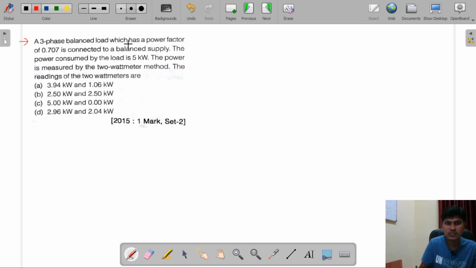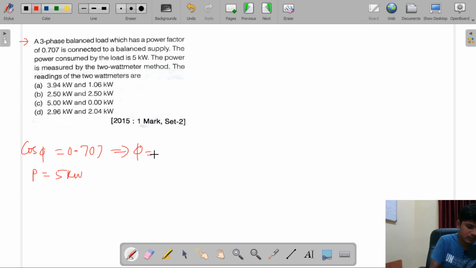A three-phase balanced load which has a power factor of cos phi equal to 0.707 is connected to a balanced supply. The power consumed by the load is 5 kilowatts. The power is measured by the 2 wattmeter method. From this you find phi is equal to cos inverse of 0.707, so phi will be equal to 45 degrees.